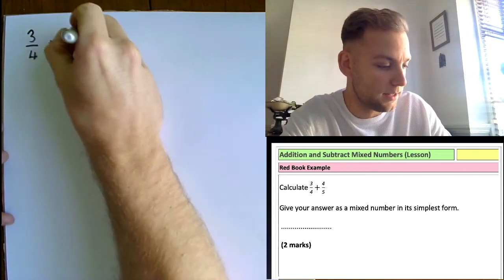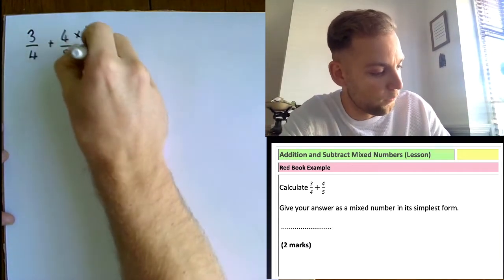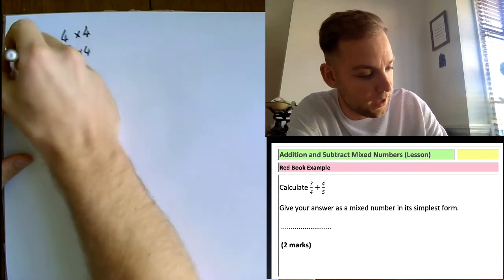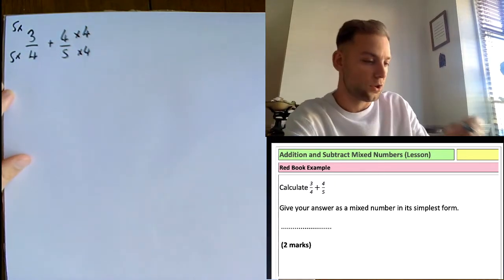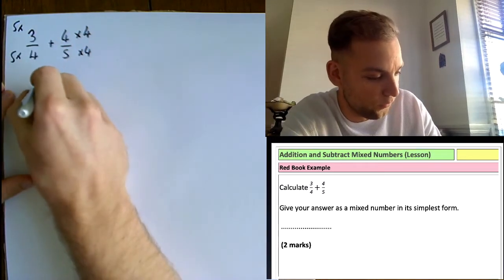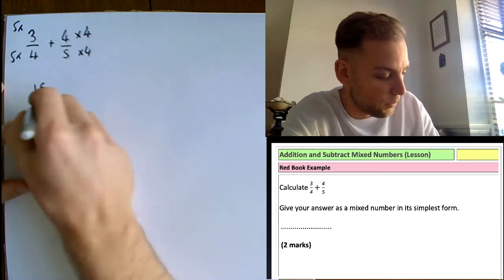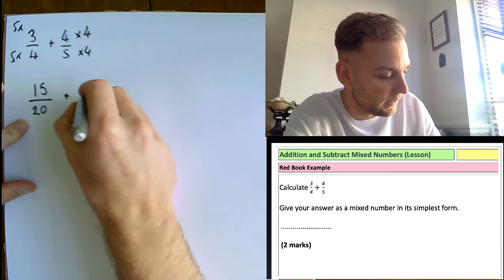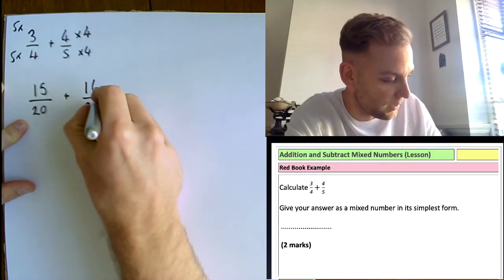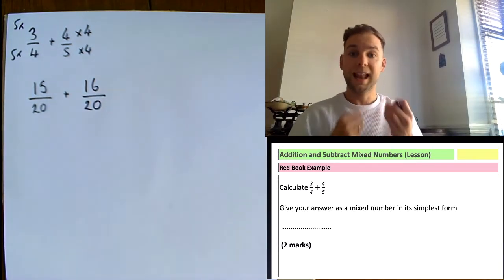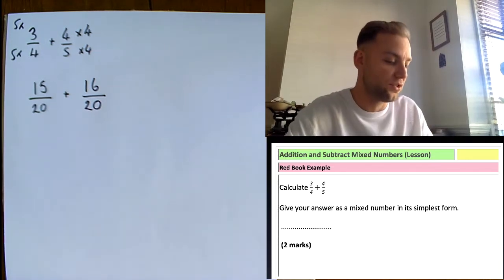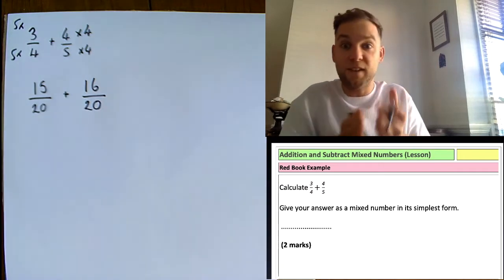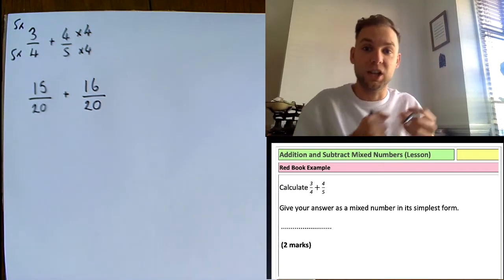So this one here, I'm going to times by 4 to get the denominator as 20. And this one here, I'm going to times by 5 and times by 5. So 5 times 3 is equal to 15. 5 times 4 is 20. Plus 4 times 4, which is 16, over 5 times 4, which is 20. Now that we have the denominators the same, we can add these two things together. Remember the denominator, you've got 15 20ths plus 16 20ths.